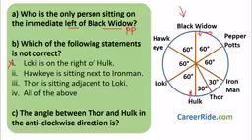Hawkeye is sitting next to Iron Man. Hawkeye, Iron Man, not correct. Thor is sitting adjacent to Loki. Loki, Thor, not adjacent. Answer is 4th, all of the above. Okay, read all the options carefully. Next, the angle between Thor and Hulk in the anti-clockwise direction is, this is Thor, this is Hulk, this is clockwise, anti-clockwise is this. Okay, so angle is 30 plus 60 is 90 plus 60 is 150 plus 60 is 210, 270 and 330. Answer is 330 degrees.